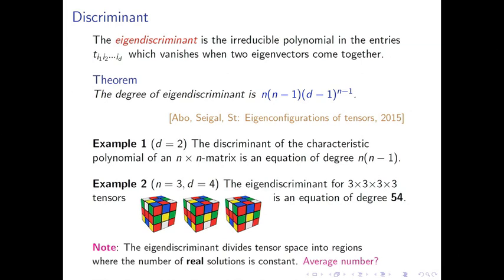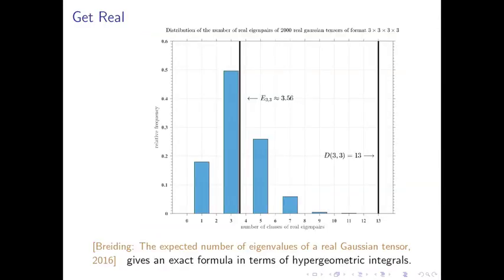Now here's another thing that the eigendiscriminant is good for. It carves up tensor space into regions where the number of real solutions is constant. Now here the complex count is 13. There are 13 complex eigenvectors, but in your application, you're only interested in the real eigenvectors. If the complex count is 13, then the number of real eigenvectors will be 13 or 11 or 9 or 7 or 5 or 3 or 1. Which is it? What's the average number of real solutions?